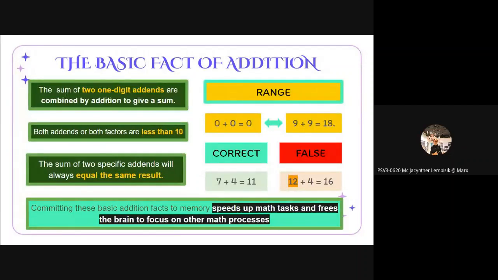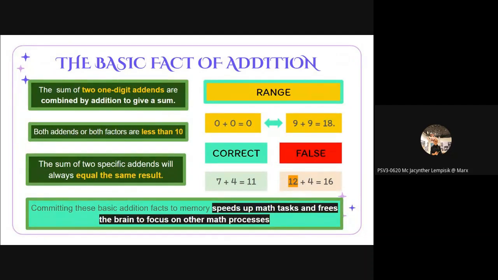First, okay, thank you. Today and next, we're going to see the basic fact of addition. What is the basic fact of addition? First of all, we are going to see the characteristics of the basic fact of addition. First, the basic fact of addition is the sum of two one-digit addends combined by addition to give a sum. Second, both addends or both factors are less than 10, and the sum of two specific addends will always equal the same result.